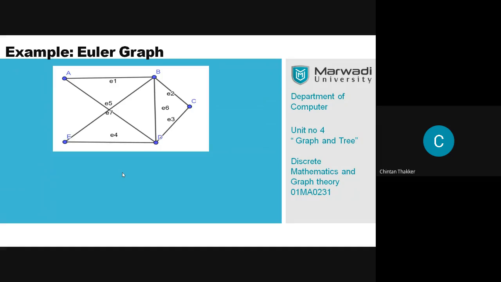Which is E5, E3, E2, E5, after B you have to write E7, not E5, E7, E4, E6, B, E1, A. Okay, right. Good.